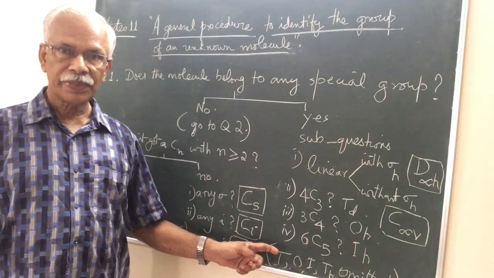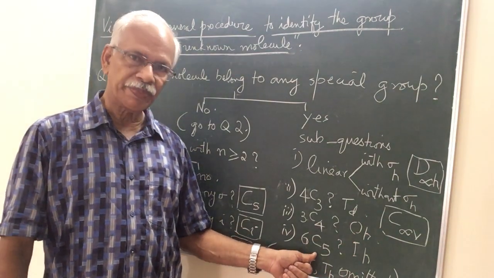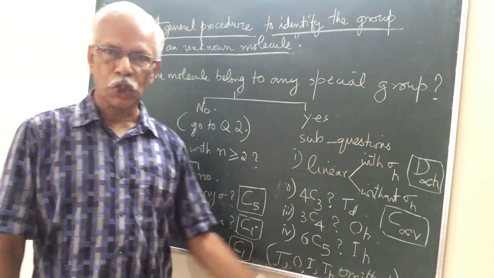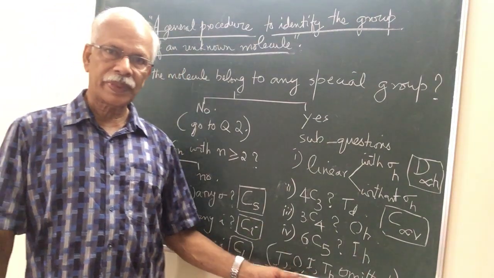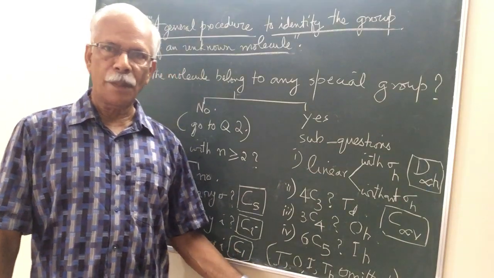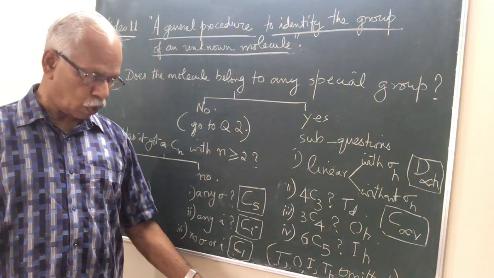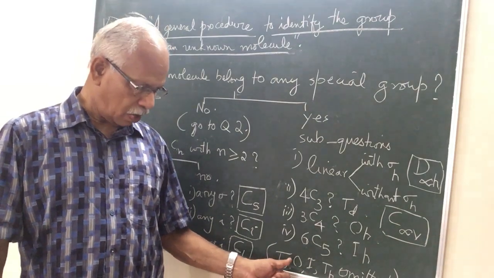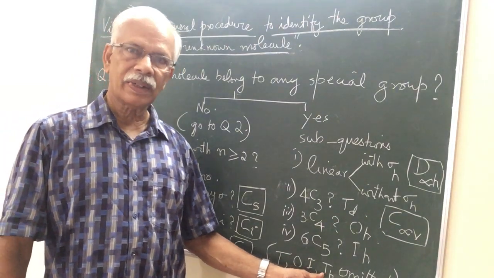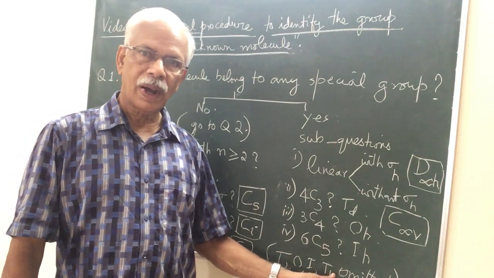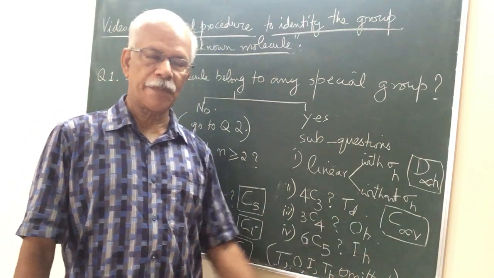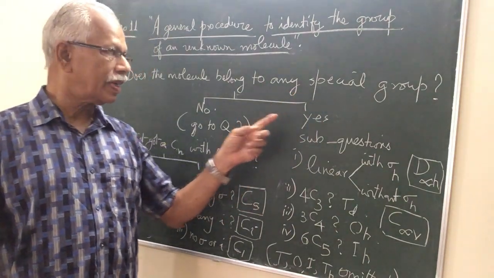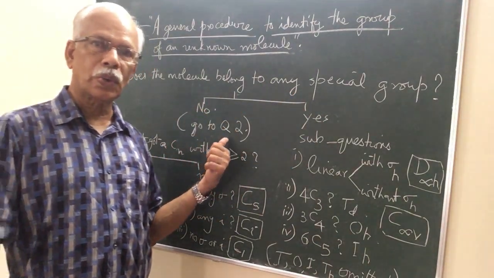Has it got 6C5? Then it is most likely belonging to the Ih group. Here we have conveniently omitted the rare groups, the pure rotational subgroups T, O, I, and the rarest group Th. If the answer to the first question is no, you have to go to question 2.